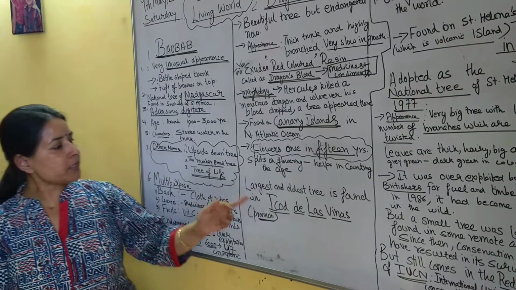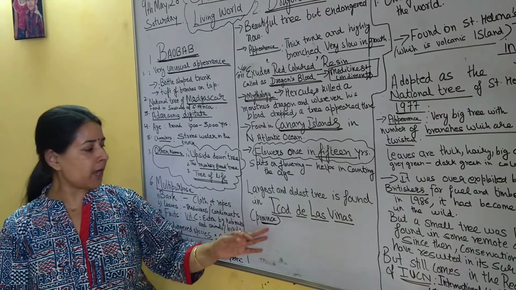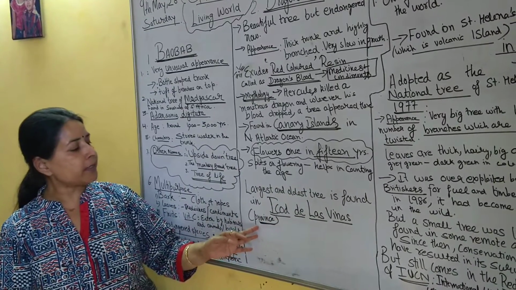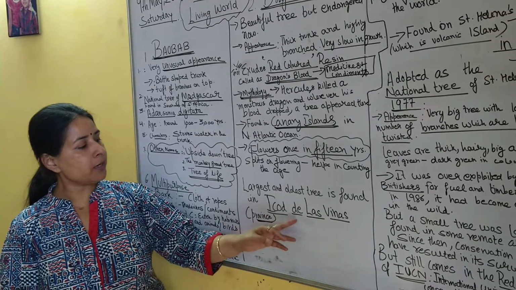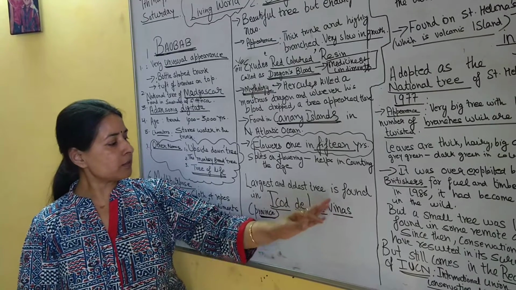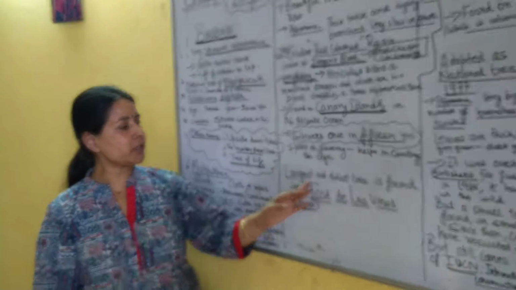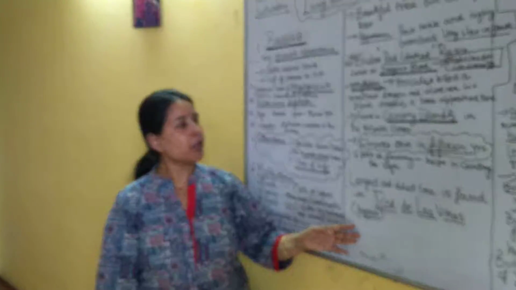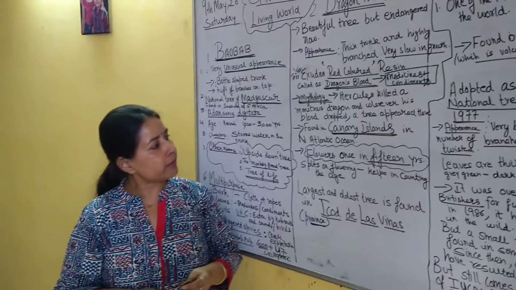Now, the largest and the oldest tree is found in one area in the Canary Islands, and the name of that province or area is Icod de los Vinos. This is a province which has the largest and the oldest tree in the Canary Islands. So this was all about the dragon tree.